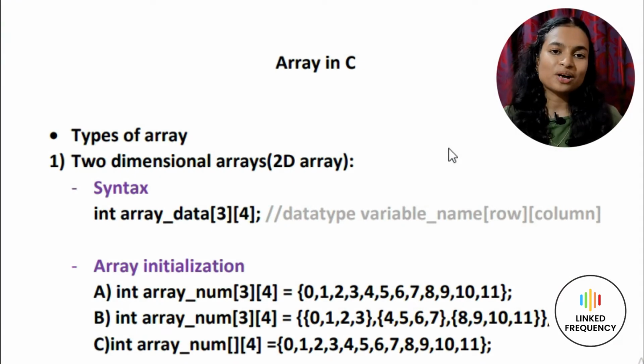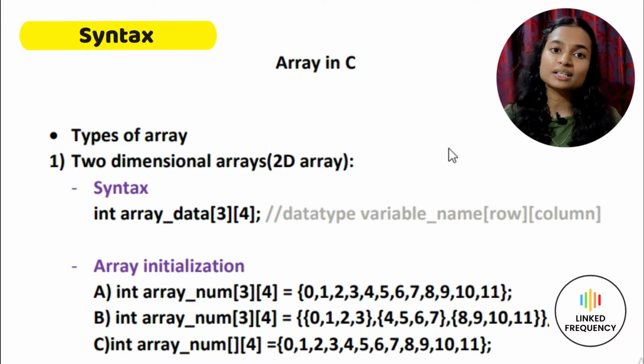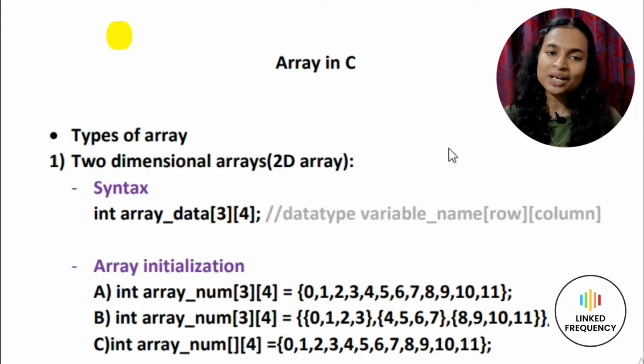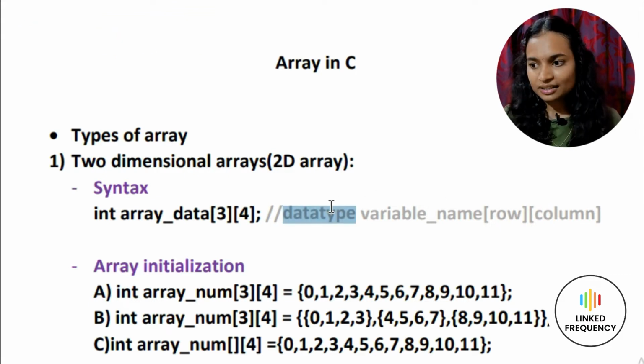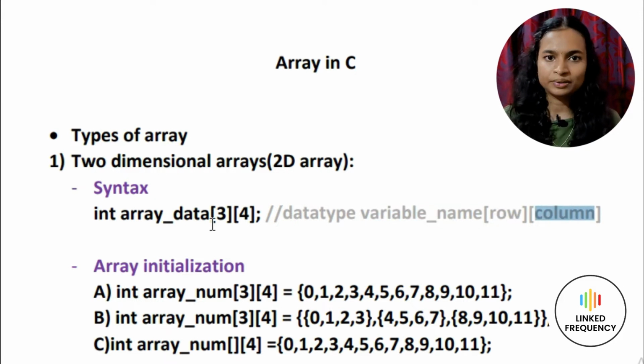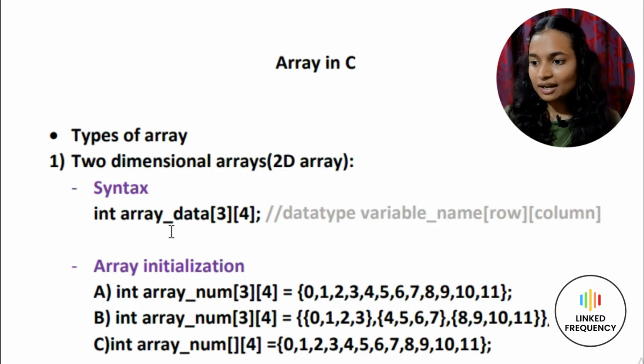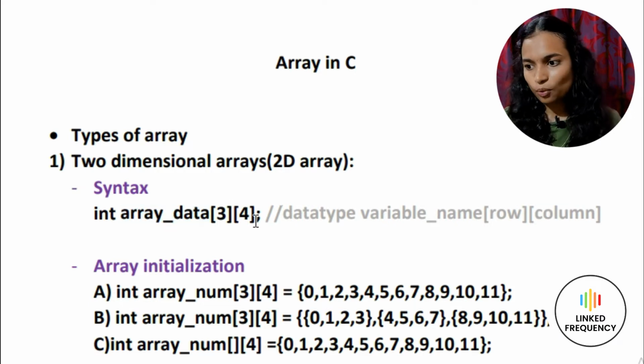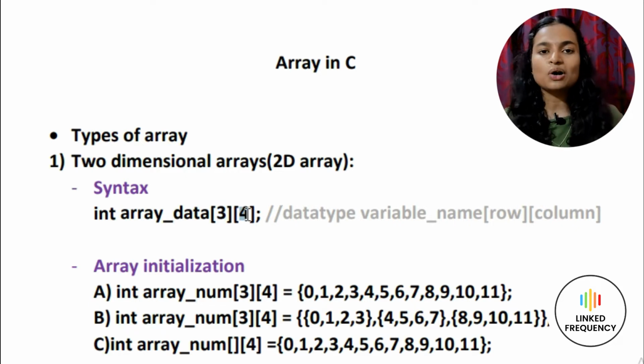Well, we are on to our screen. I hope my screen is visible. So the first point related to two-dimensional array is about the syntax. How are we going to represent two-dimensional array? It is very simple. It is like data type followed by the variable name, then row and the column. Let me give an example, that is int arraydata[3][4]. Here 3 represents the row value and 4 represents the column value.